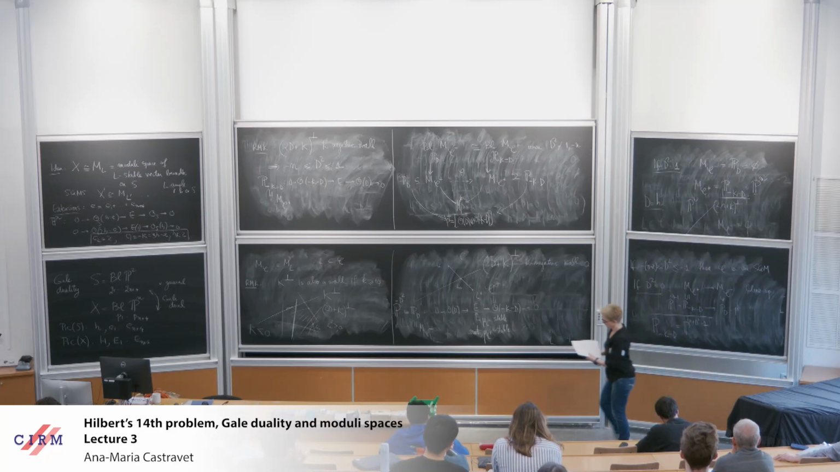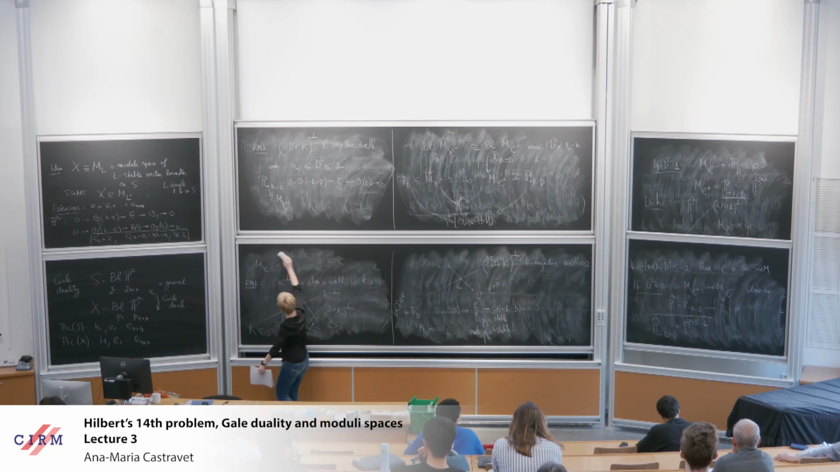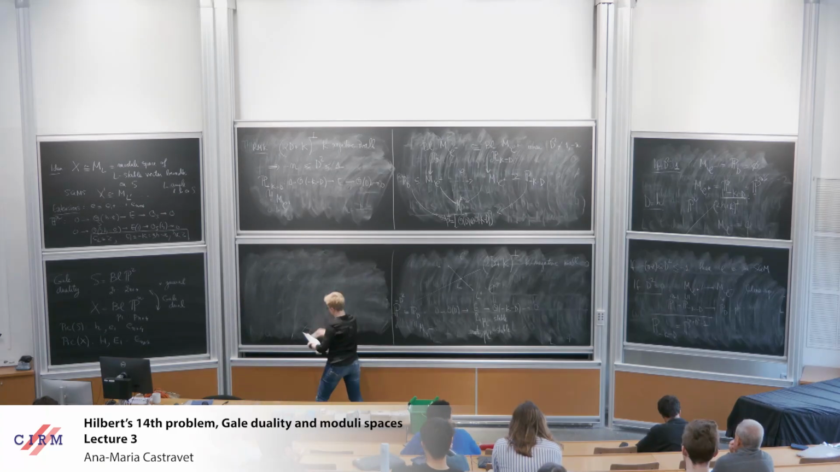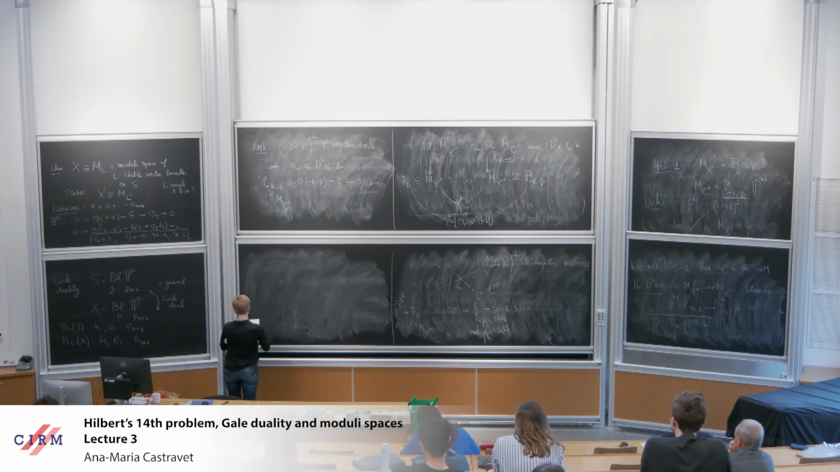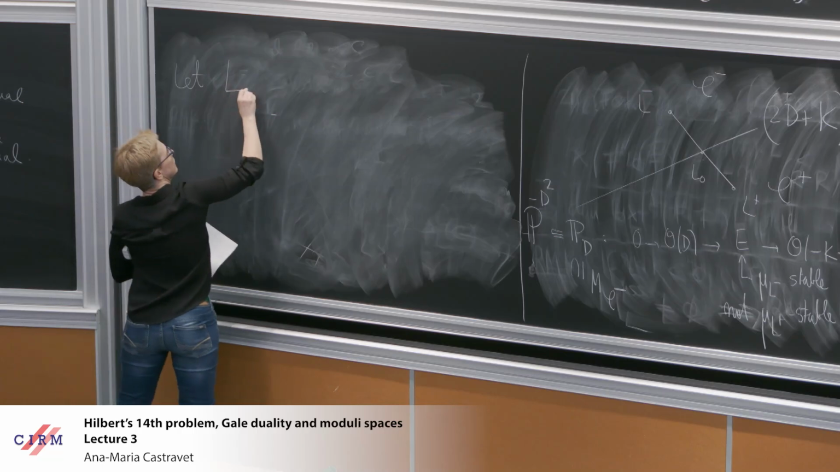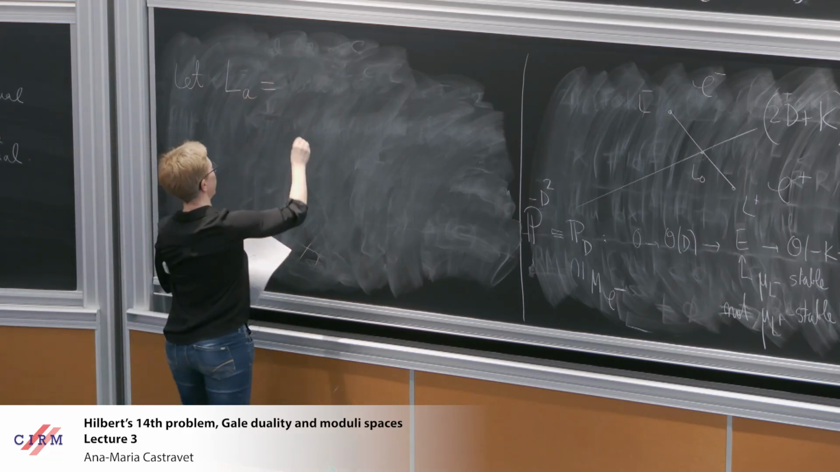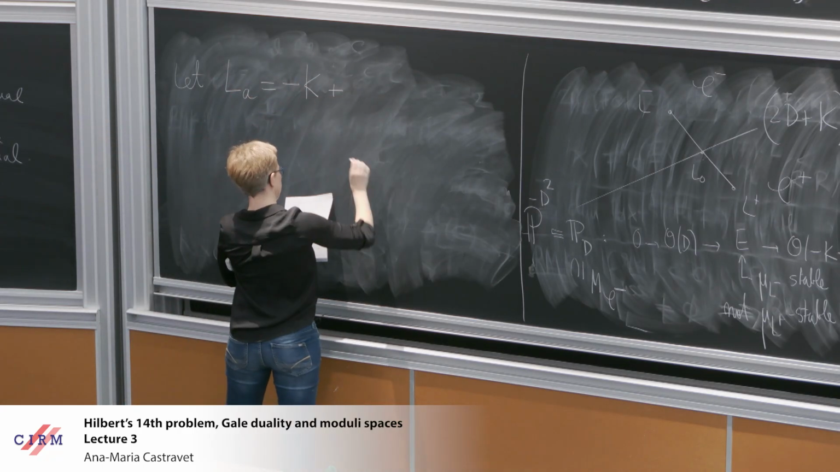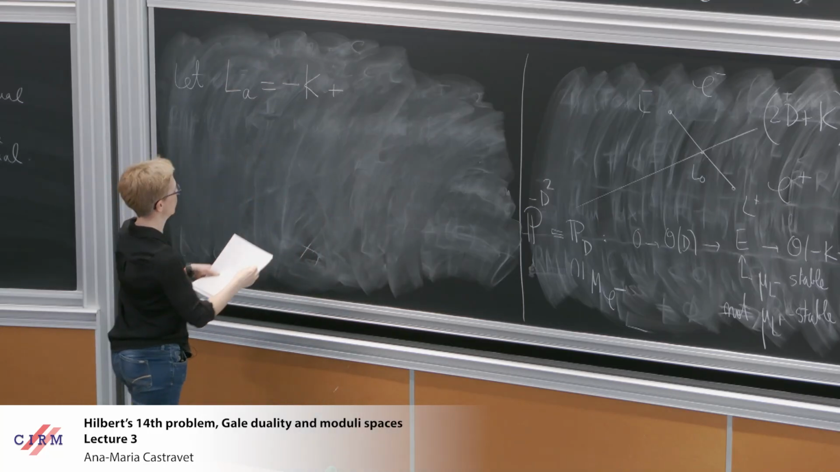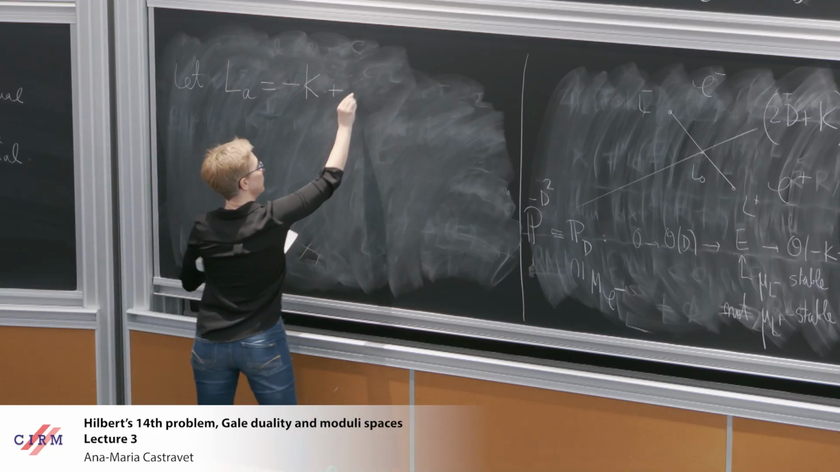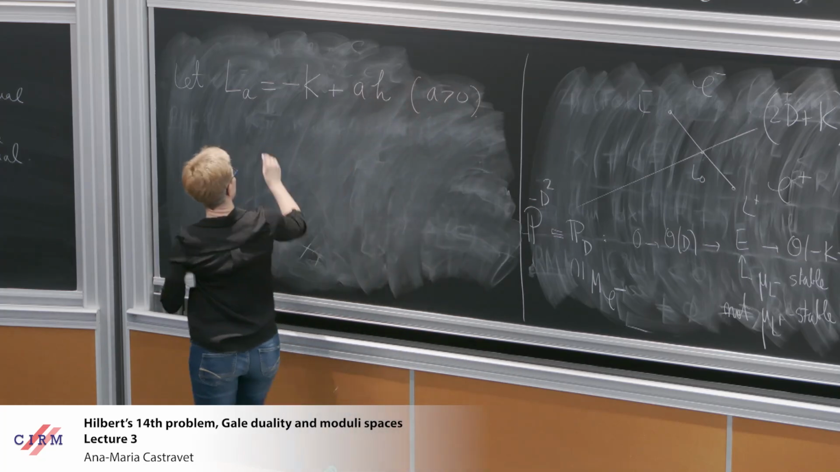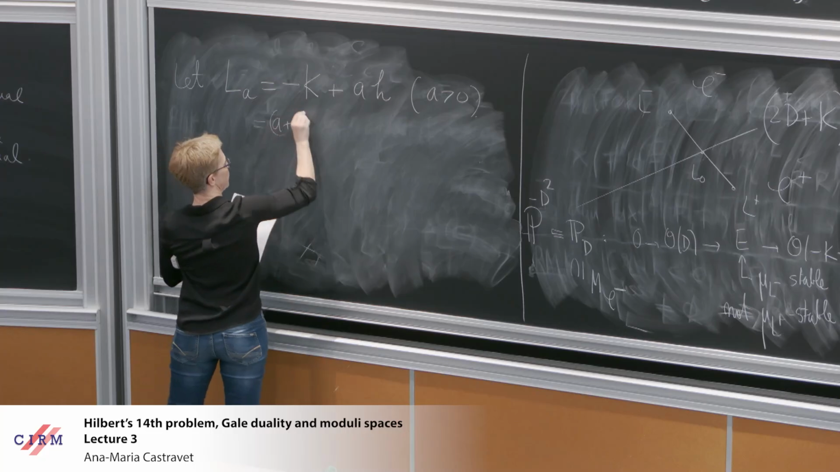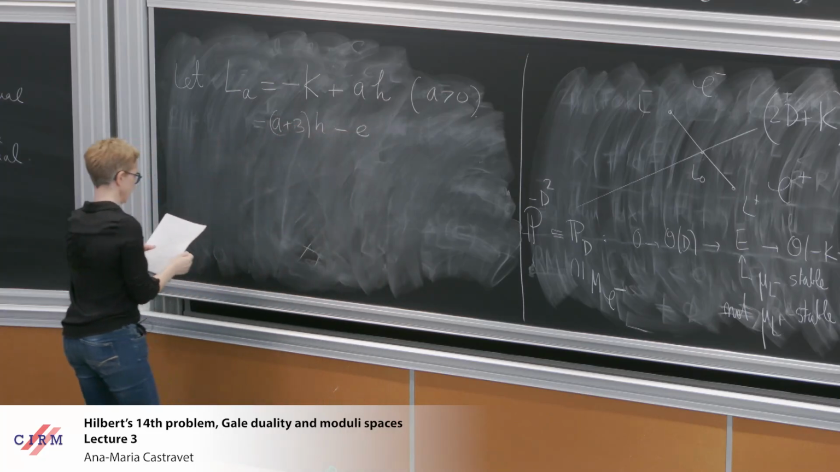Okay, so explicitly, let's look at a line in this vector space. It's the simplest kind of symmetric class. You take minus K, which needs to be effective, but you add a positive multiple of the hyperplane class. So this is just a plus 3H minus all the exceptional divisors.